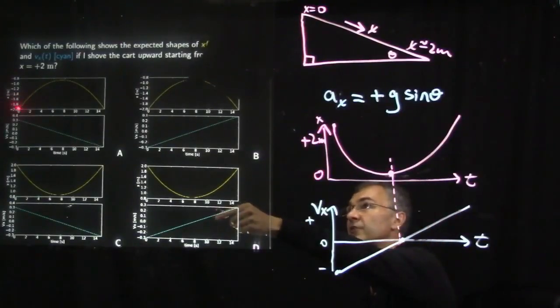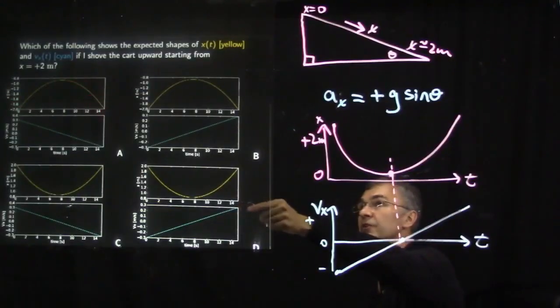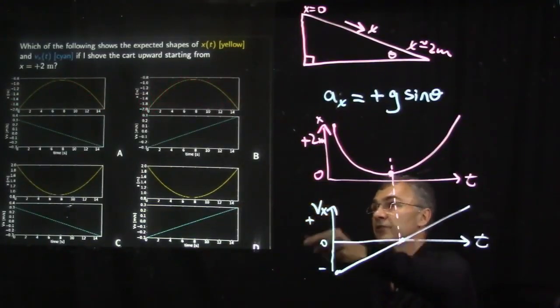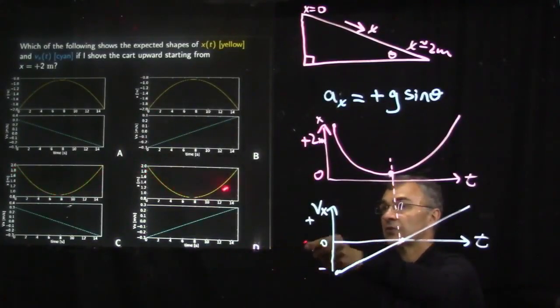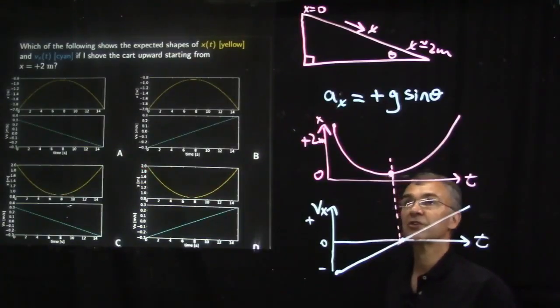See, this goes from minus 2 meters to 0 and back up. So that's no good. Minus 2 meters towards 0 and back up. That's no good. Here's plus 2 meters towards 0 and back up. That seems pretty good. Plus 2 meters towards 0 and back up. I think I like either C or D for the position versus time curve.